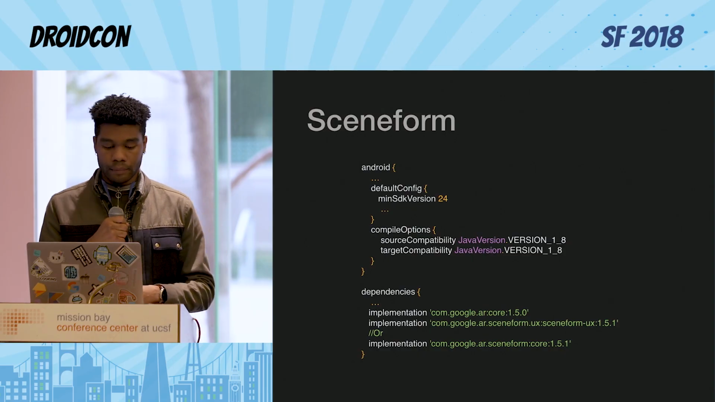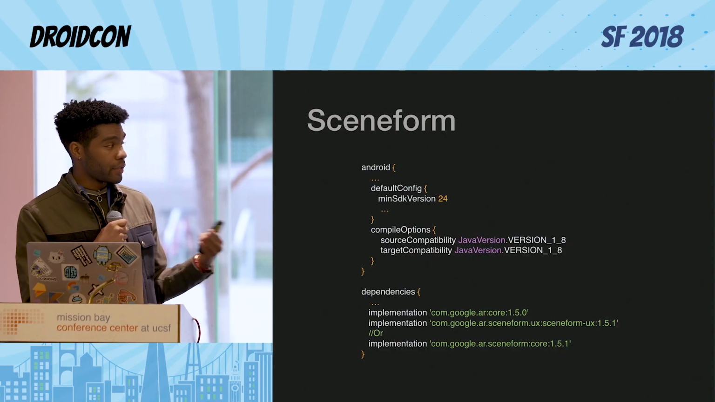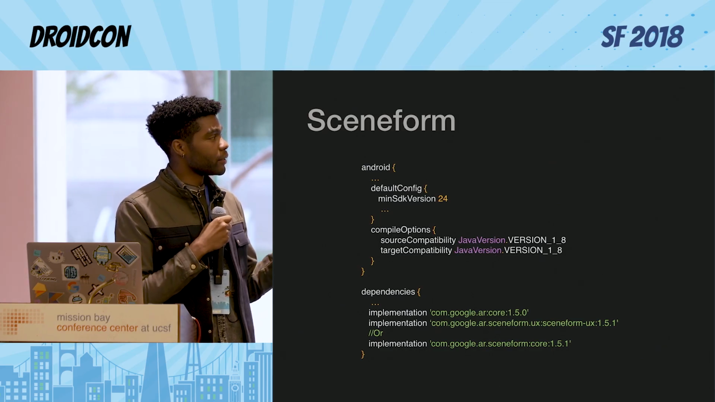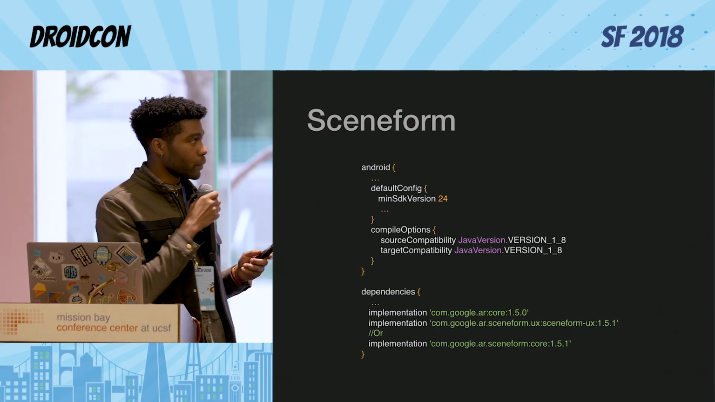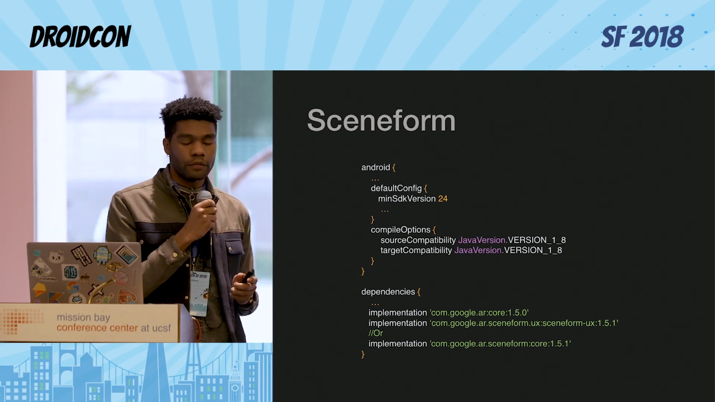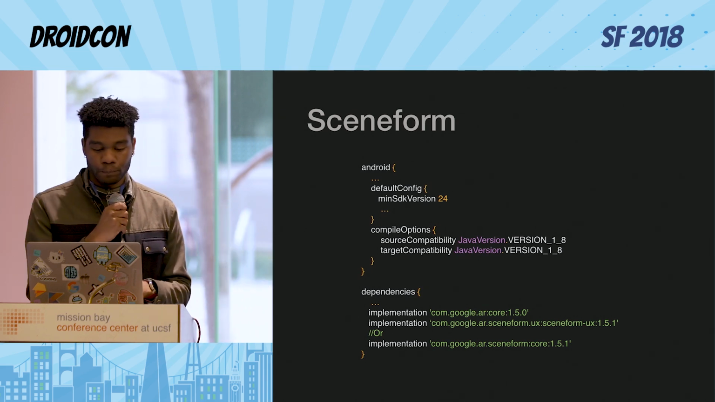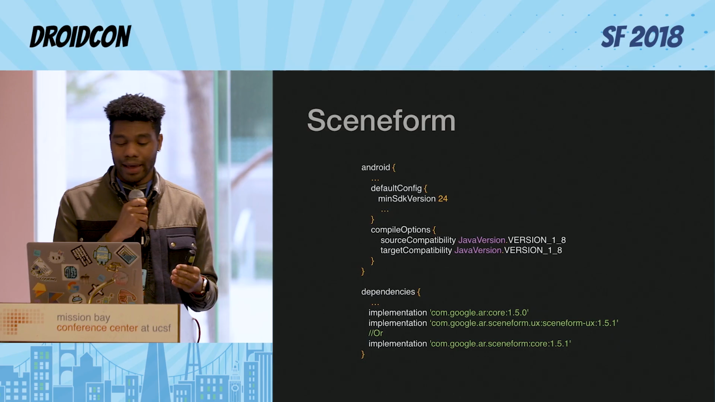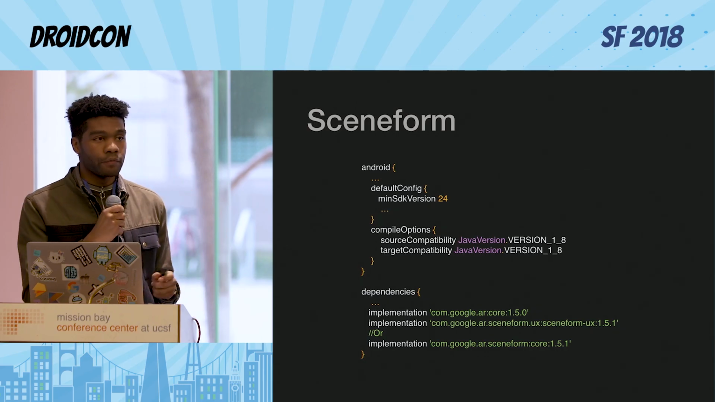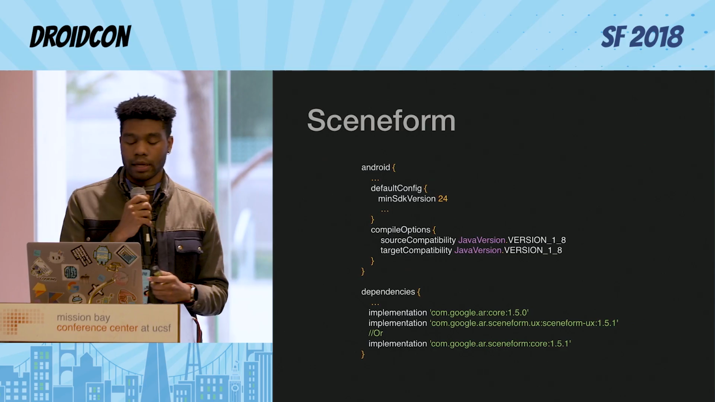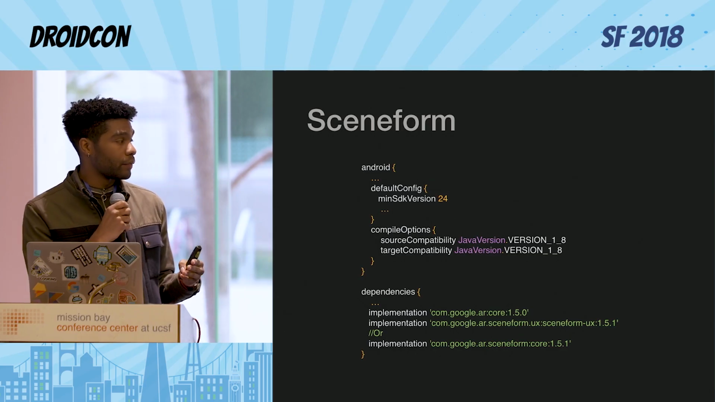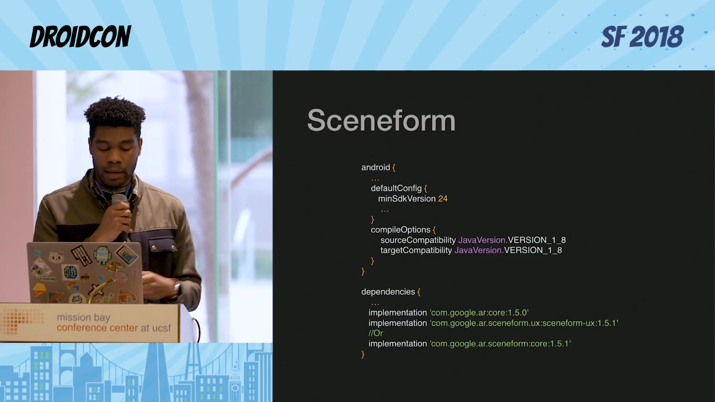Next, you're going to want to add your SceneForm dependency. This one is kind of tricky, or not really tricky. You're just going to need a little bit more for SceneForm. For instance, you're going to need a minimum SDK of 24. You can't do anything lower. So if your app supports anything lower than that, then you might want to check something else. SceneForm does use Java 8 language constructs, so you're going to need to add the source and target compatibility versions of Java 8 to your compile options block.